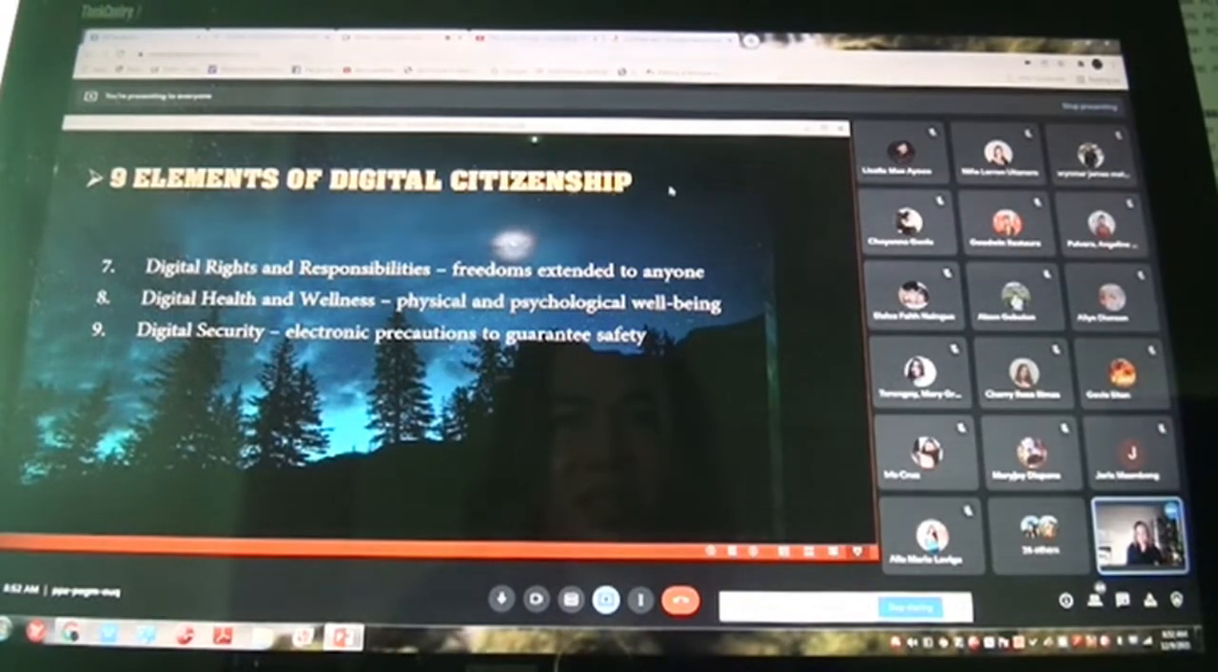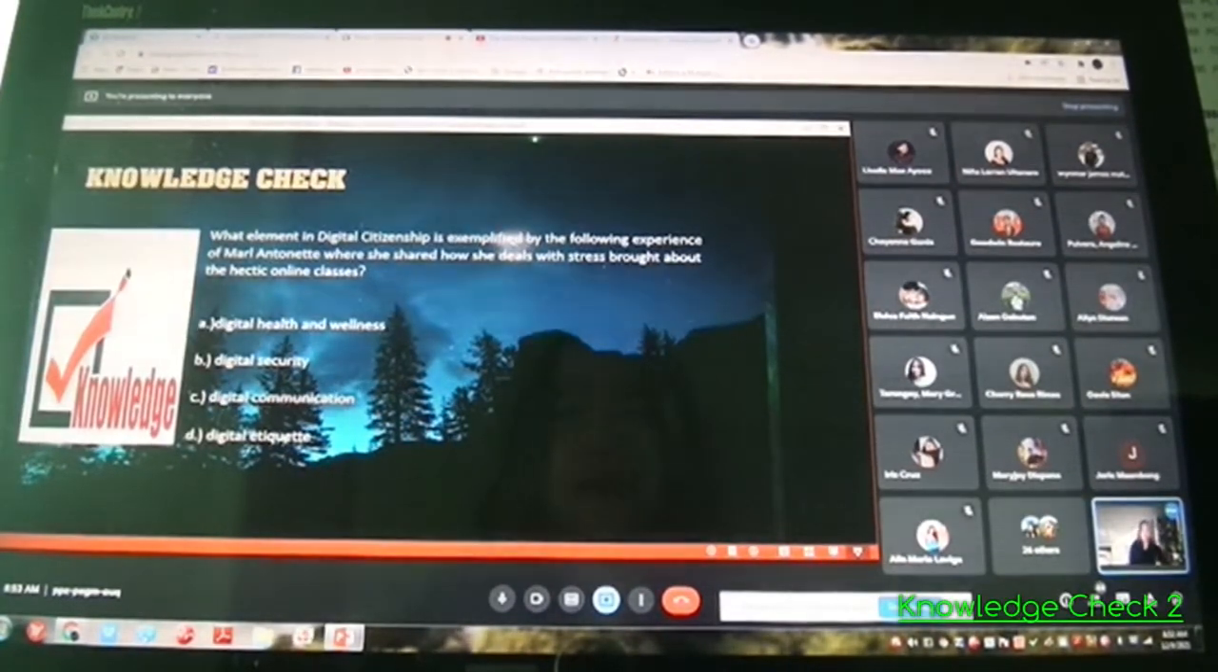Number 8, digital health and wellness. This is the physical and psychological well-being that many people have forgotten. Many people forget about digital health and wellness, most especially teachers, because they are very busy with their work, making lesson plans and preparations. Sometimes they forget about health and wellness. Next, the last one is digital security: electronic precautions to guarantee safety. Very important. That's why you don't have to share your password. The nearest person you might share your password with is maybe your parents. Now let's check.